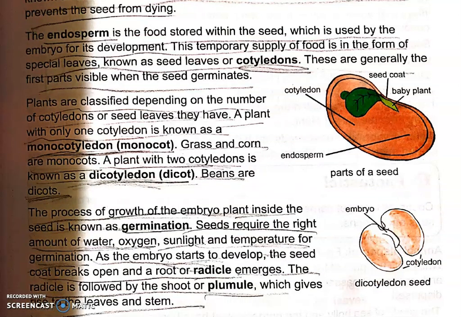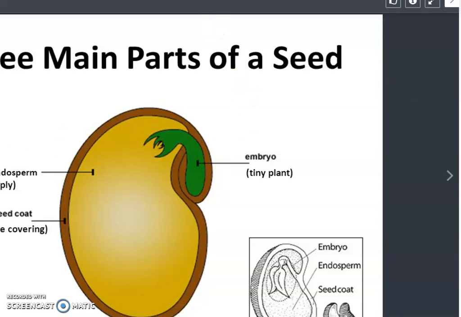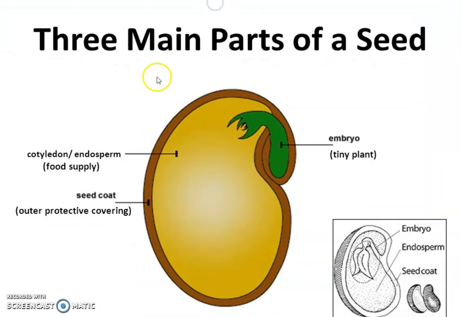Let me first show you these parts. So see, like I explained, these are the main parts of a seed. First of all, there is the embryo. Embryo is nothing but the tiny baby plant. Then there is the seed coat. Then this is the endosperm and cotyledon, which is the food supply. So these are the parts of the seed.